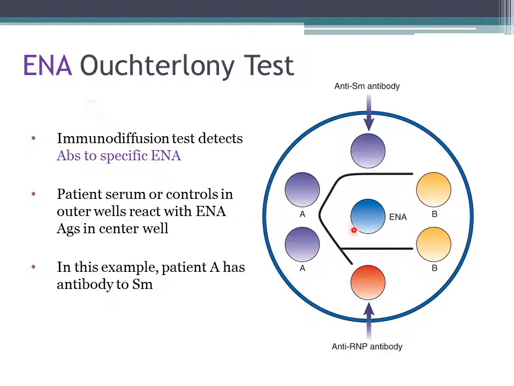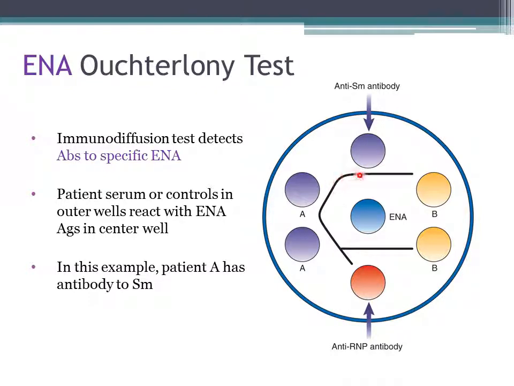And so what we do is put a suspension of this ENA, these are the antigens, in that grouping we mentioned earlier. And then we add specific antibodies here, smooth muscle antibody and RNP antibody. And then we add patient and allow this thing to incubate. And then we look at these lines of identity.